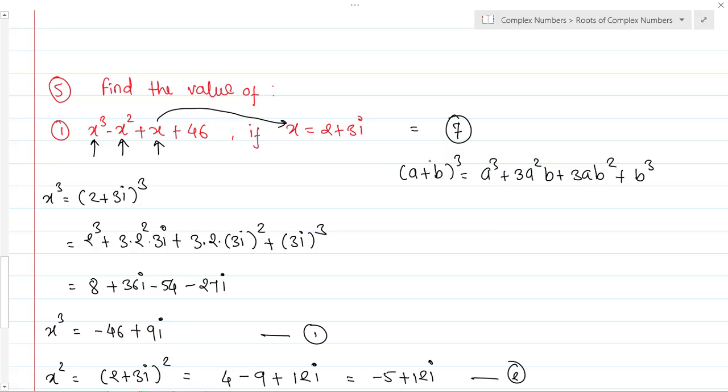The only thing is that we need to find out the values of x cube and x square, and don't worry, you will not get higher powers here.